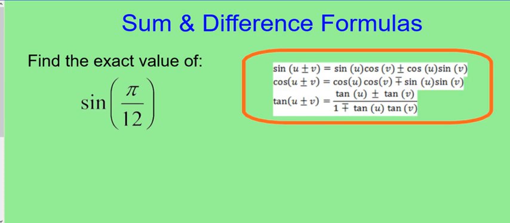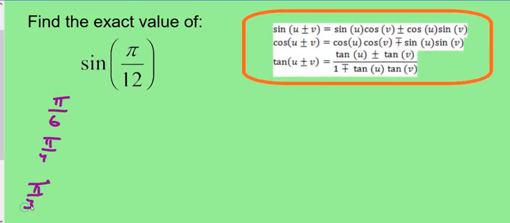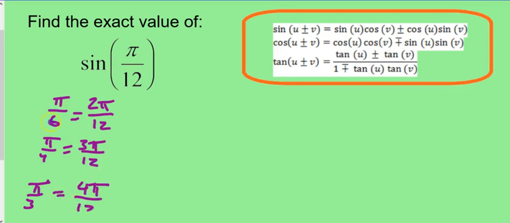Now we're dealing in radians, so you have a few options here. You could change the radians to degrees and then use the unit circle degrees. That would be fine. Another way to look at it is, you could take your typical pi over 6, pi over 4, pi over 3, and convert them into over 12. So pi over 6 is the same as 2 pi over 12, pi over 4 is the same as 3 pi over 12, and pi over 3 is the same as 4 pi over 12.